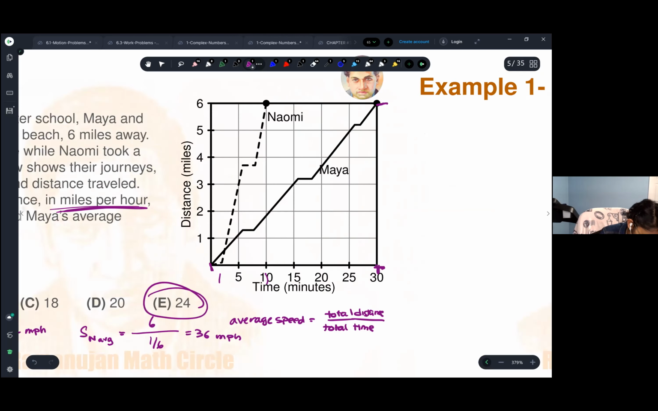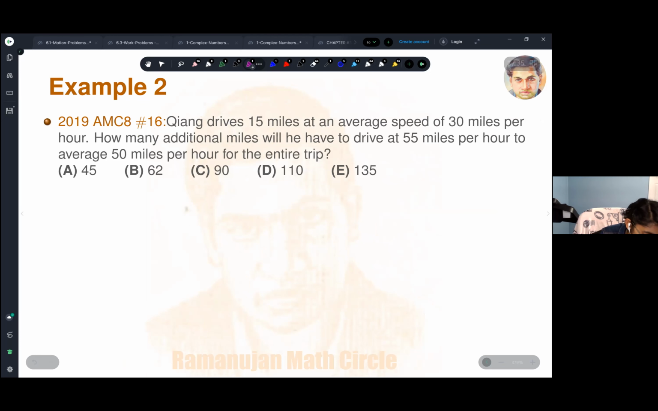Okay. Next is example 2. So I'll read it and then we can solve it after you guys try. So Chiang drives 15 miles at an average speed of 30 miles per hour. How many additional miles will he have to drive at 55 miles per hour to average 50 miles per hour for the entire trip? So you're going to have to set up some equations for this. So that's my hint. And again, use the definitions that we just learned about, speed and average speed and things like that. So, yeah.